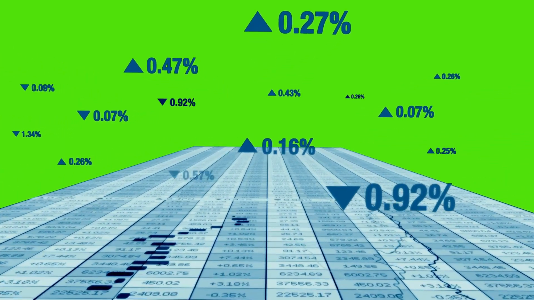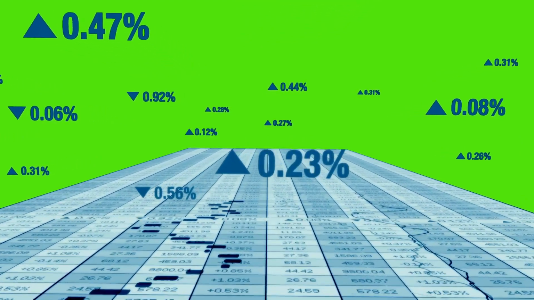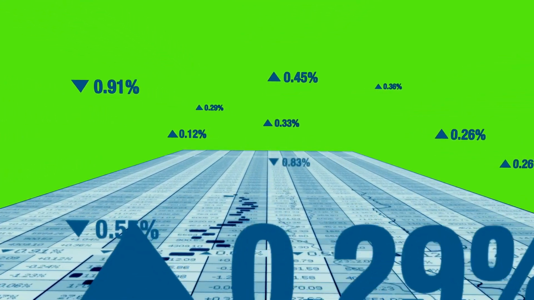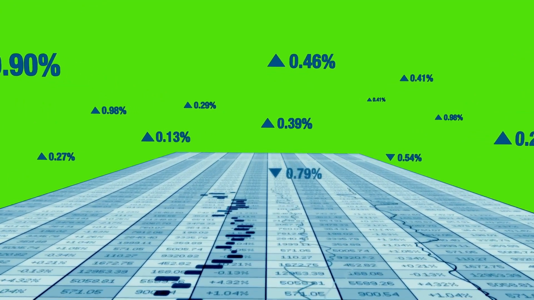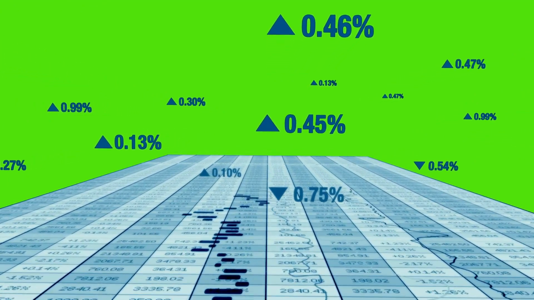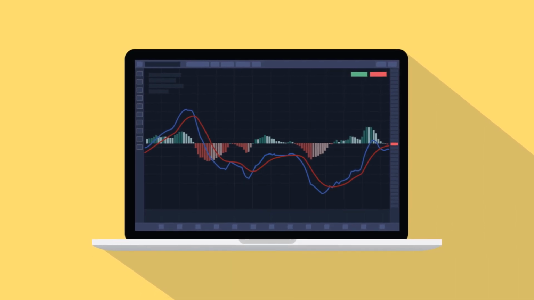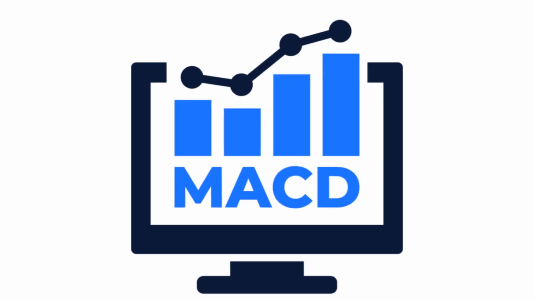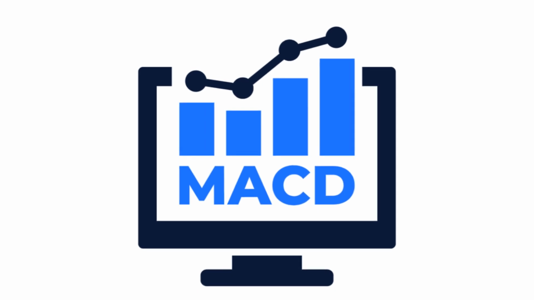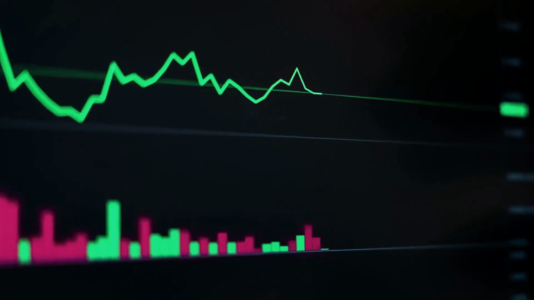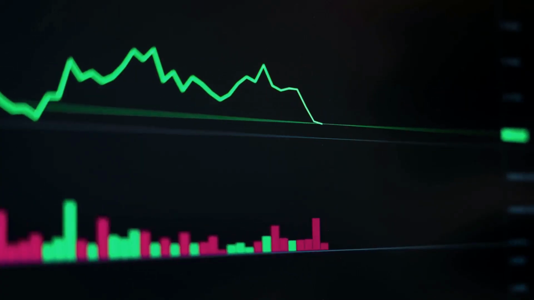Welcome to the world of Moving Average Convergence Divergence, or MACD. At its core, MACD is a trend-following momentum indicator that shows the relationship between 2 moving averages of an asset's price. Here's how it works. The MACD is calculated by subtracting the 26-period exponential moving average, EMA, from the 12-period EMA. The result is the MACD line.